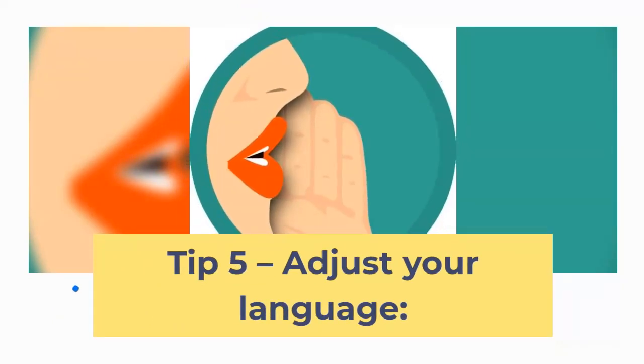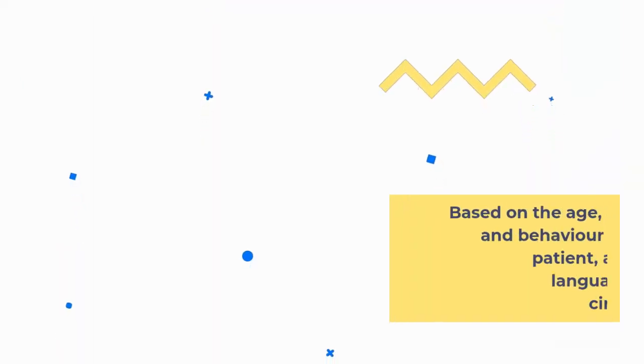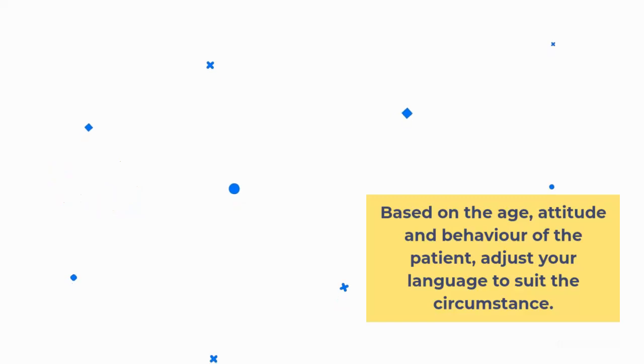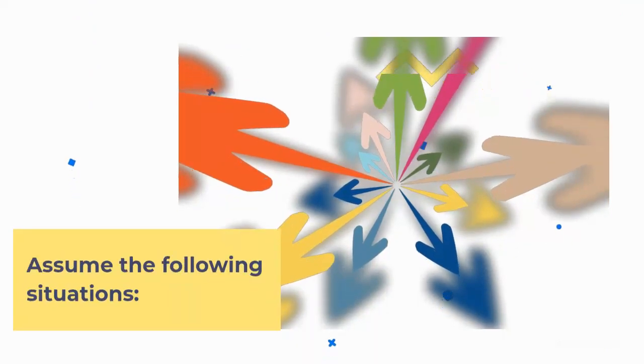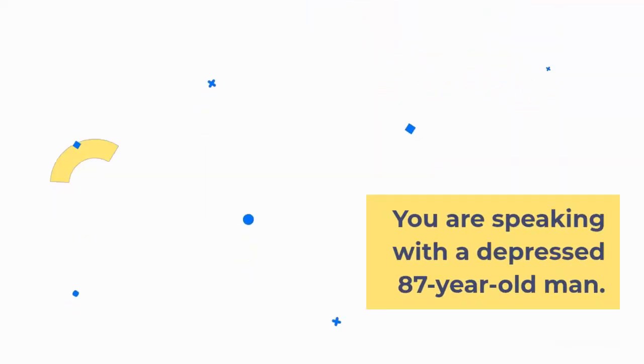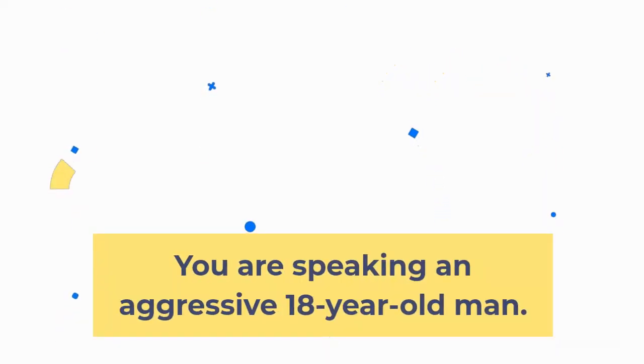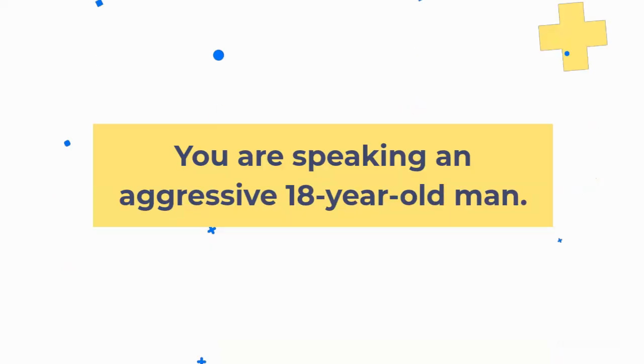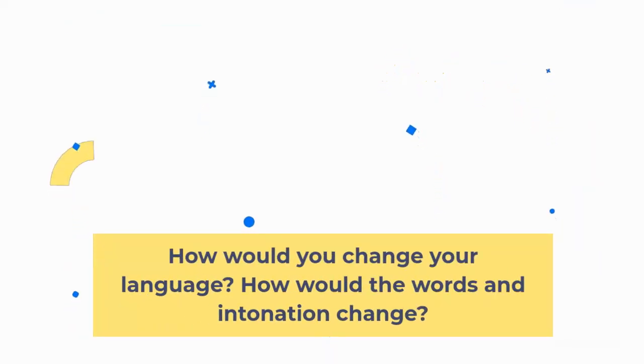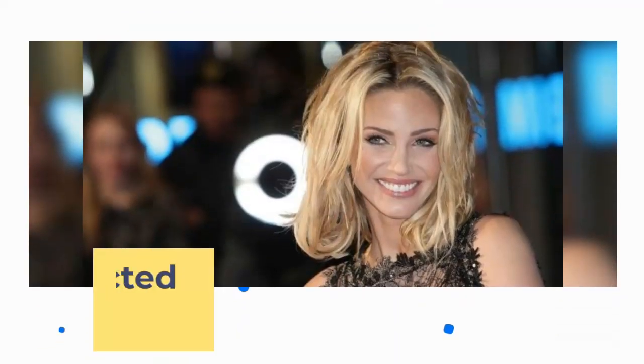Tip 5. Adjust your language. Based on the age, attitude and behavior of the patient, adjust your language to suit the circumstance. Assume the following situations. You are speaking with a depressed 87-year-old man. You are speaking to an aggressive 18-year-old man. How would you change your language? How would the words and intonation change?